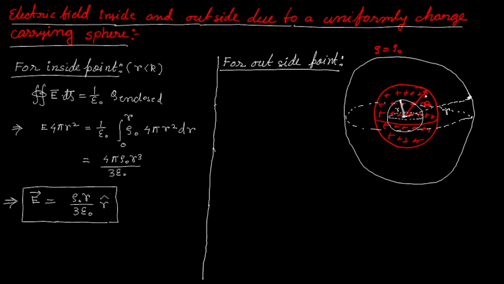Since the charge distribution is spherically symmetric, everywhere on this surface again the magnitude of the electric field will be the same. Now if we assume that on this surface the electric field is E, then according to the Gauss statement, I can just write the statement first: the closed integral of E dot ds is equal to 1 by epsilon naught q enclosed.